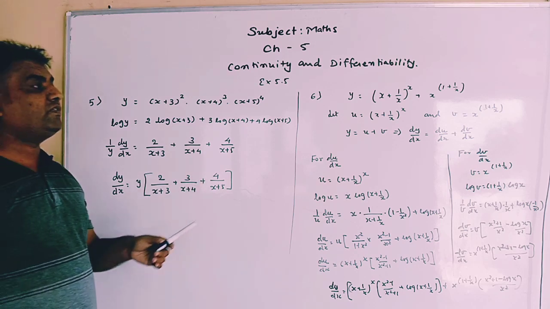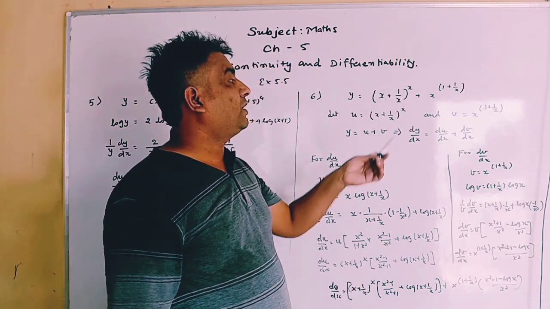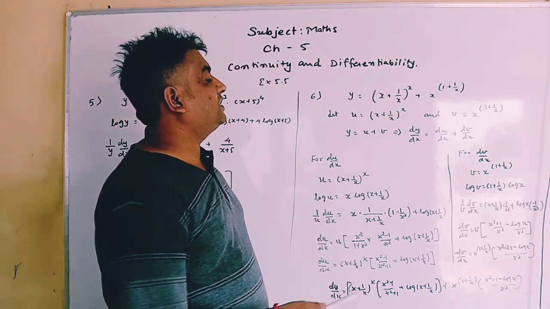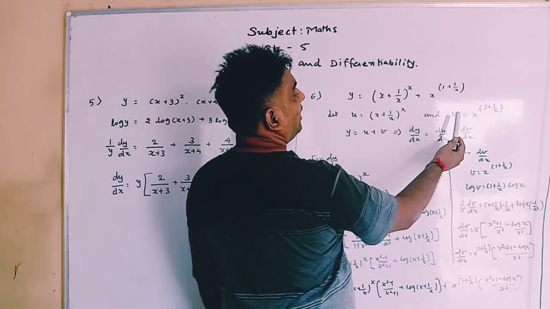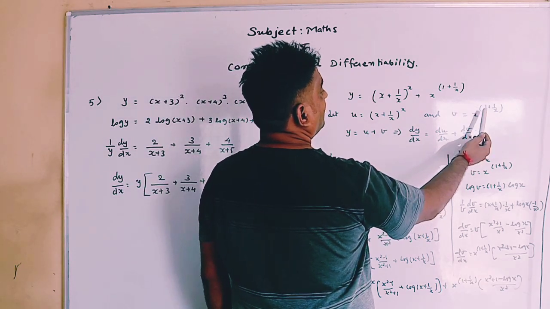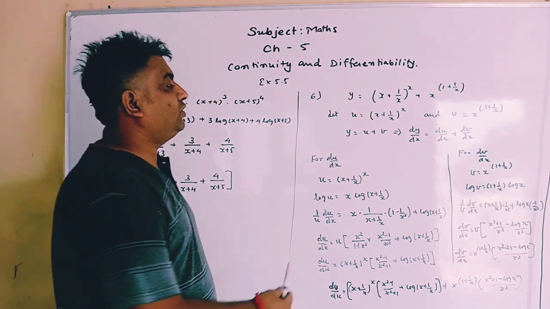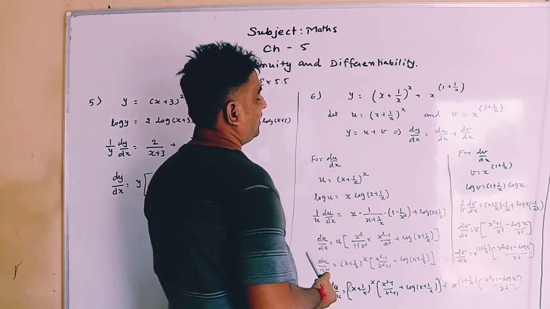Now the sixth question: y equals (x plus 1 by x) raised to x plus x raised to (1 plus 1 by x). So to make the sum easy, we take (x plus 1 by x) raised to x equals u, and v equals x raised to (1 plus 1 by x). So y equals u plus v, then dy by dx equals du by dx plus dv by dx.